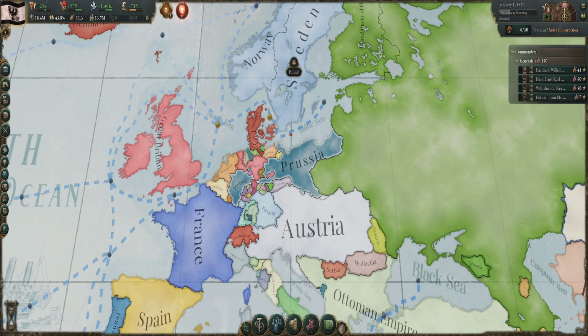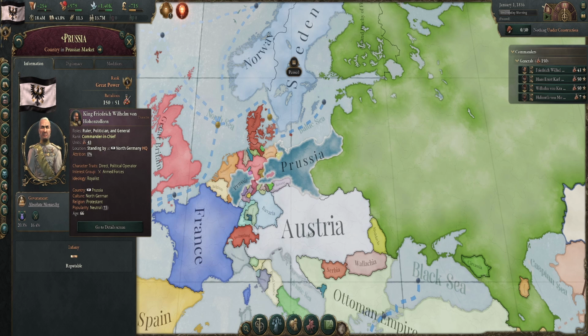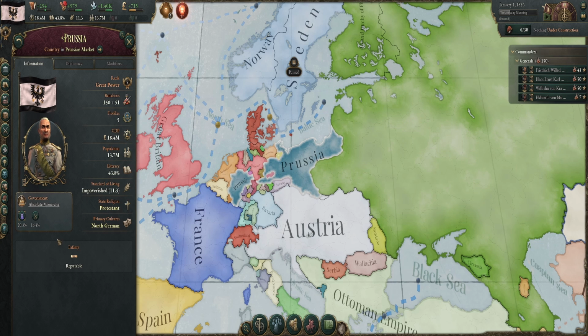On the top left, as you can see, the Prussian flag. And you have here King Frederick Wilhelm von something. I'm just going to butcher it, so I'm not going to say it. But basically, he's the ruler of our nation. He's the ruler, politician in general, as you can see right here. He is also going to be commander-in-chief, so it means that he is also present in the military. You're going to see where he's located and all that stuff, but we'll go into that a little bit later. For now, we're just looking at the overview of the actual nation itself.